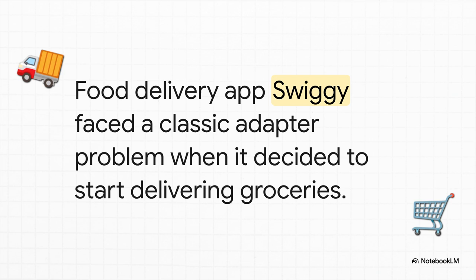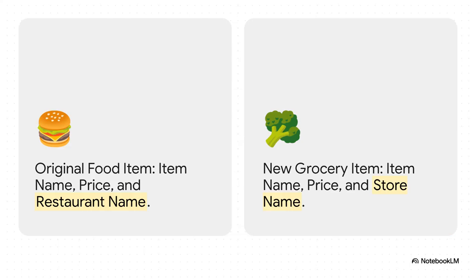Okay, so theory is great, but let's see how this plays out in a real business. When the food delivery app Swiggy wanted to start delivering groceries, they ran smack into a classic adapter problem. See, their whole system, their entire world, was built around food items. Every single item in their database had a name, a price, and a restaurant name. But a grocery item? Well, that comes from a store, not a restaurant. The objects were almost identical, but that one little field, store name, made them totally incompatible.